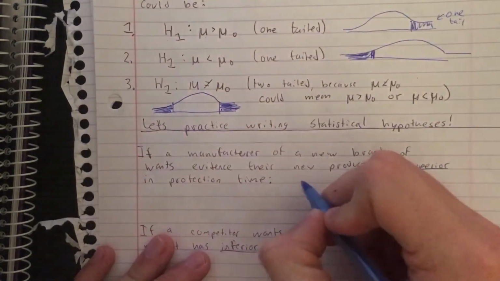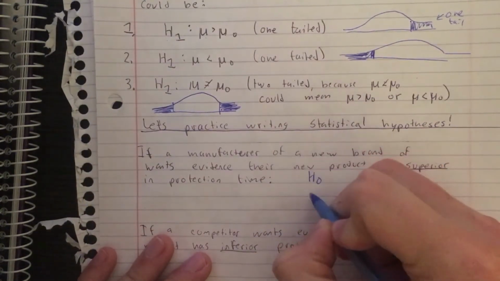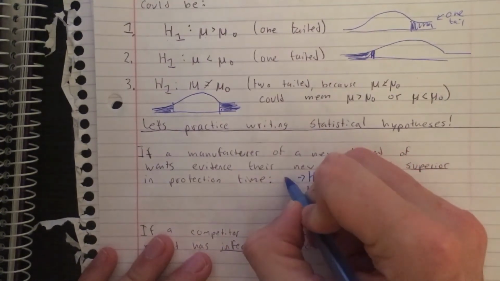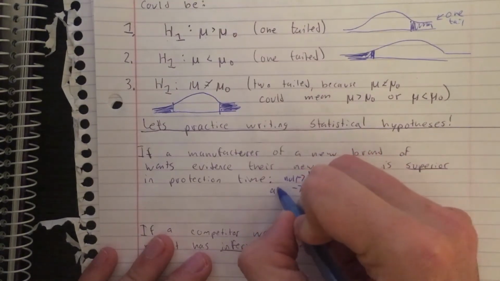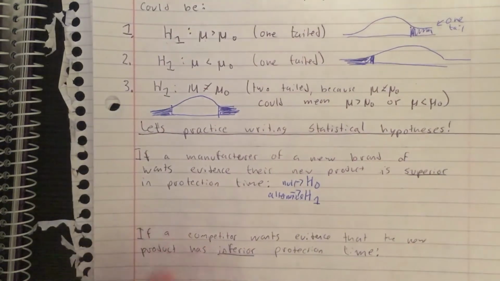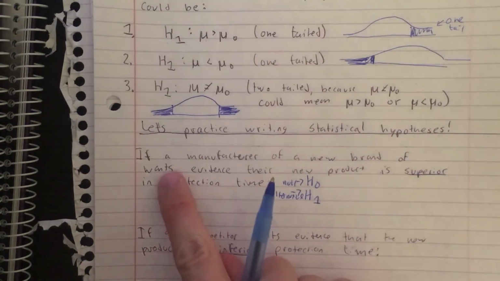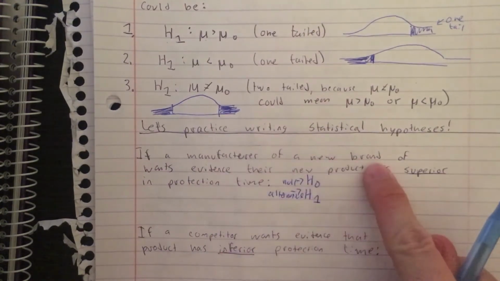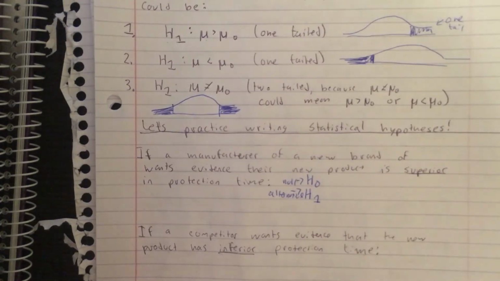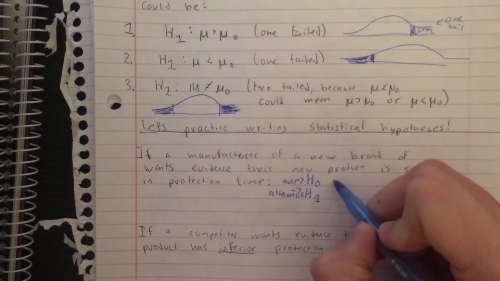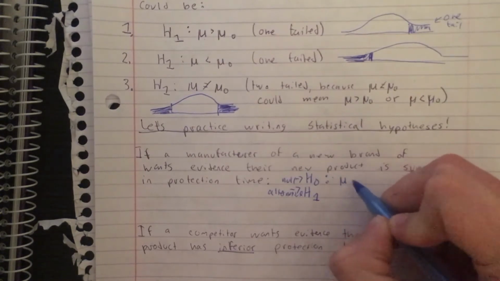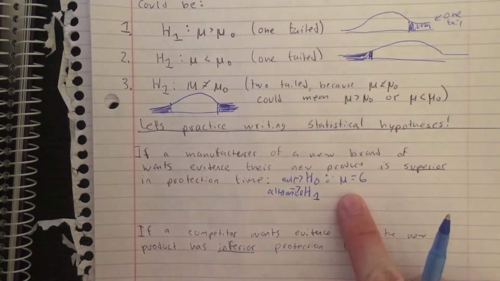So we're going to write a hypothesis for each of these, an H naught, which is our null, and our alternative here, if that is not true. H naught is always, so the first thing we're going to do, if a manufacturer of a new brand wants evidence that their product is superior in protection time. So the other guy said it was 6 hours. So the null hypothesis for them is that the mean is going to be equal to 6.